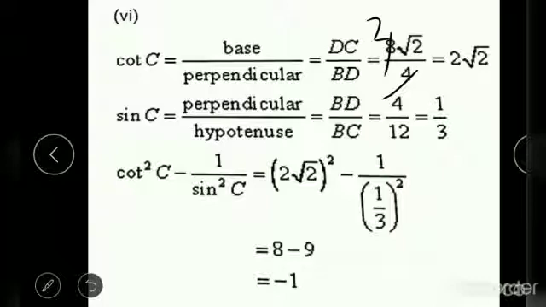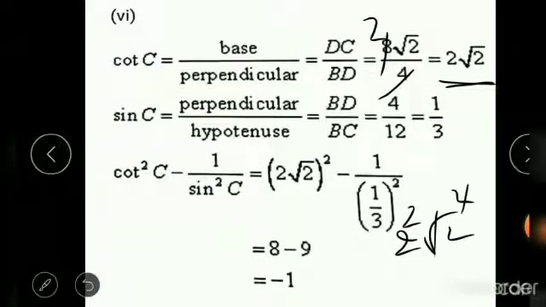So using this you are going to find out what is cot square C minus 1 divided by sin square C. So you have found the value of cot and sin. Substitute in this. So cot square C minus 1 divided by sin square C. You are going to find out. So what is cot? Cot is 2 into root 2. Cot C is 2 into root 2. You have square. So 2 into root 2 square minus 1 divided by sin square C. So sin C is 1 divided by 3 whole square.